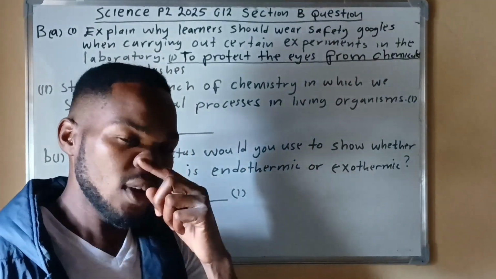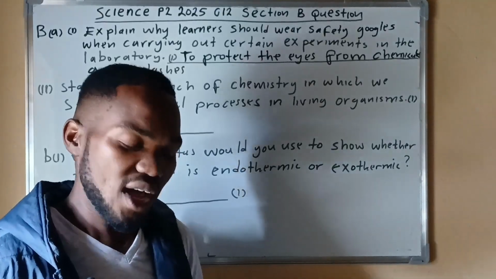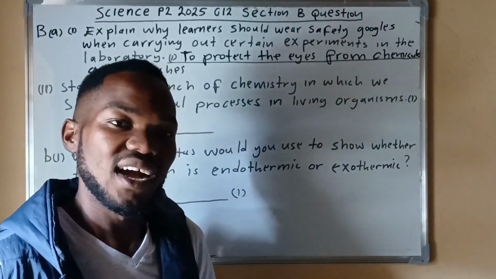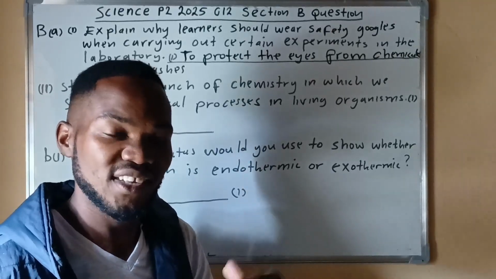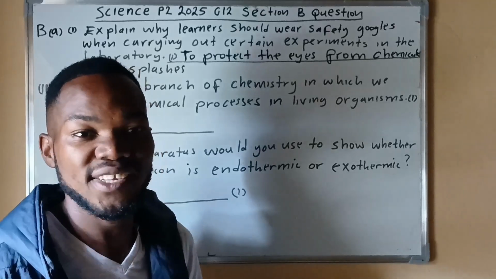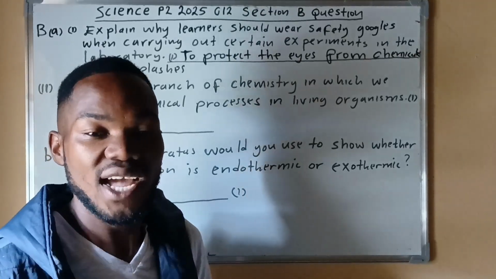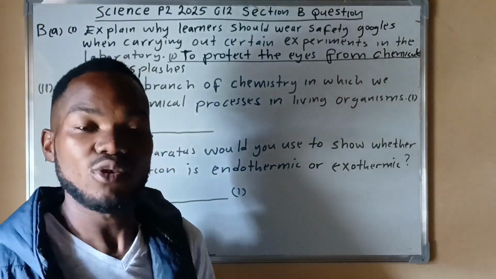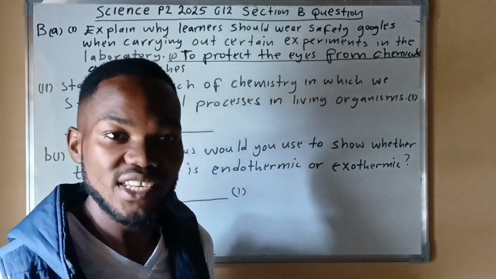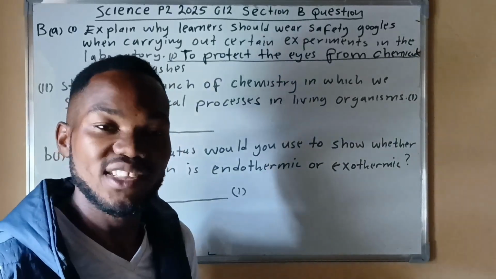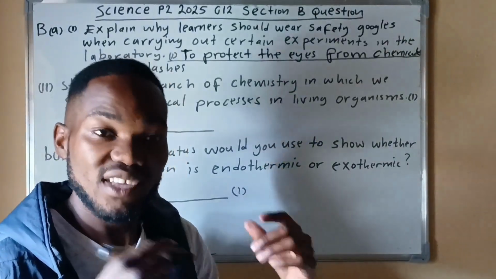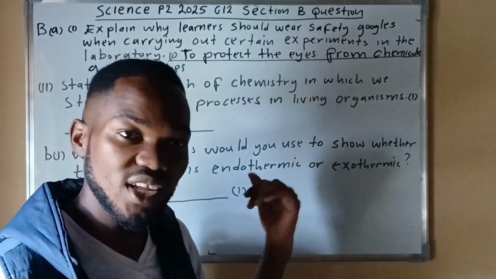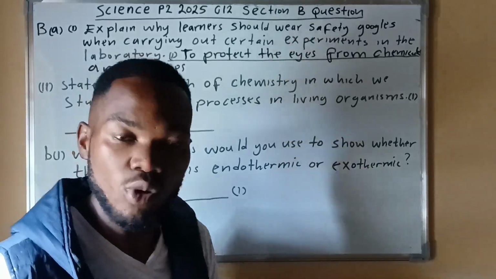So what you need to understand is that in the laboratory, those splashes, if the chemical splashes into their eyes, it can cause damage or injury to their eyes. No wonder it is always advised that every learner, when they are supposed to go in the laboratory, they must wear goggles.